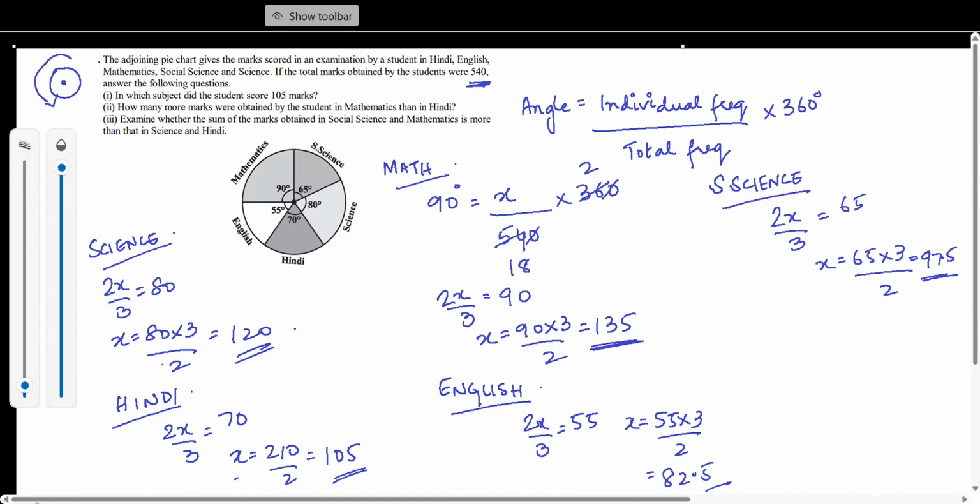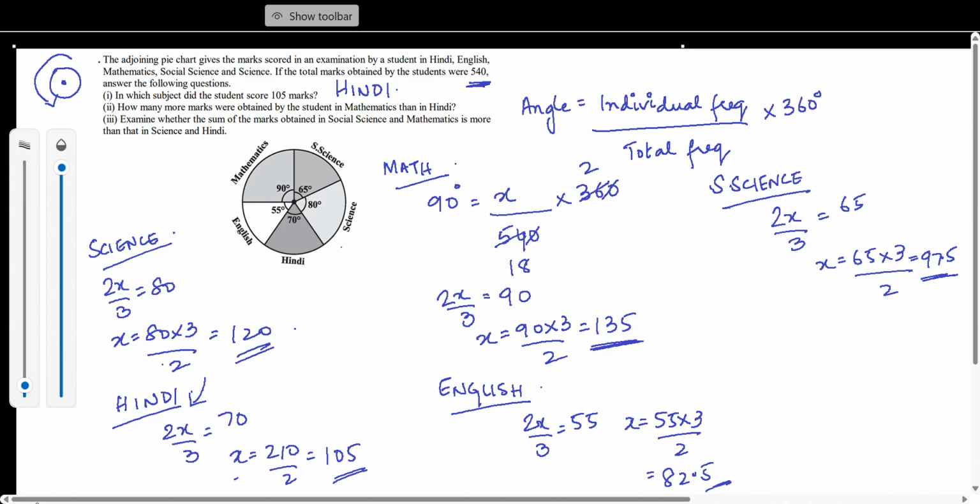So now, in which subject did the student score 105? We have it right here. So, Hindi. How many more marks were obtained by the student in math than in Hindi?